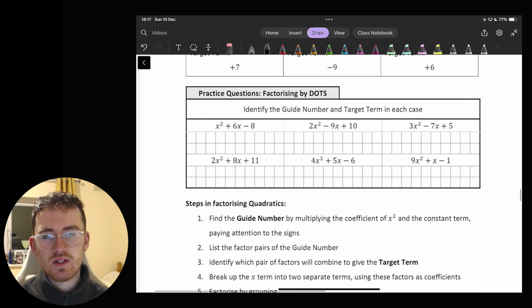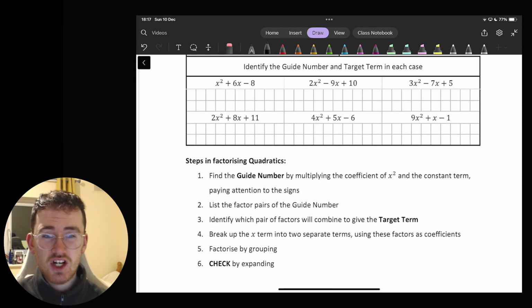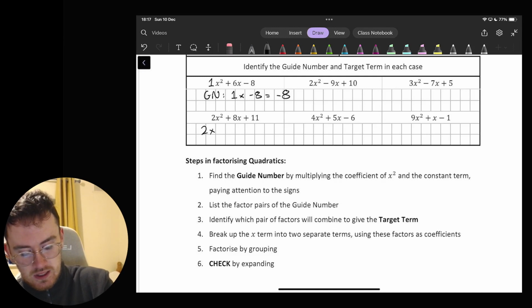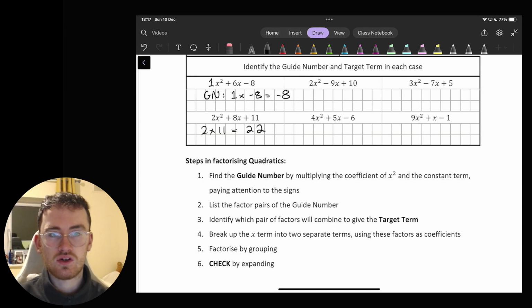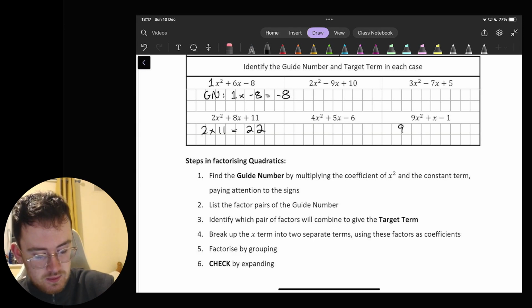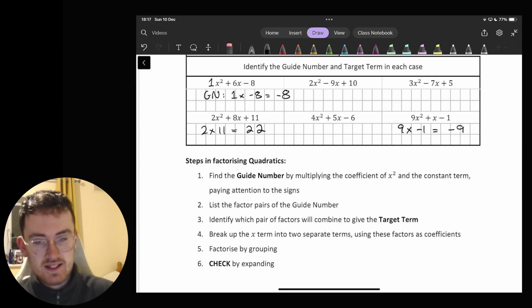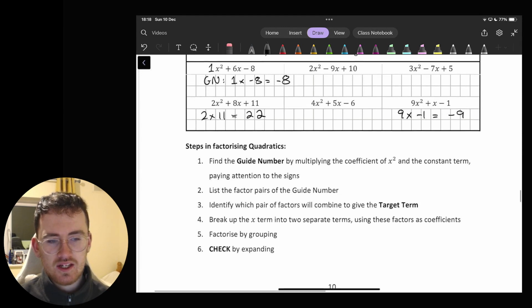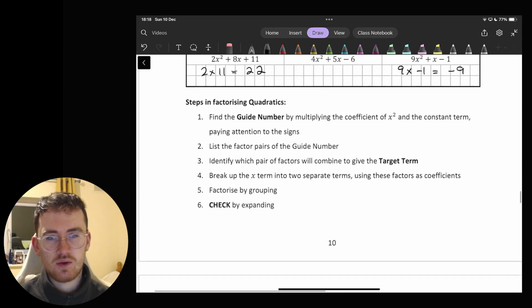So if we're looking at identifying the guide number and the target term for each of these, same as the examples there, in the first one here my guide number would be 1 multiplied by the minus 8, which is minus 8. If I do the one underneath, it'd be 2 multiplied by 11, which is 22, and so on and so forth. Say we jump down to this last one here, it'd be 9 multiplied by minus 1, which is minus 9. So it's just following through all those points the whole way along, and making sure that we're somewhat familiar with finding the guide number. Once we have that down, then we can get into the nitty-gritty of factorizing our quadratics here.